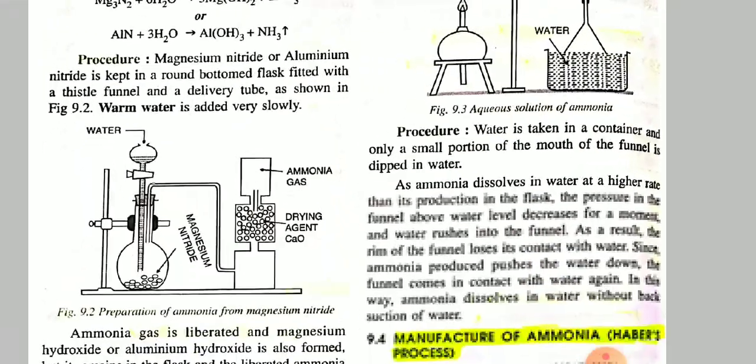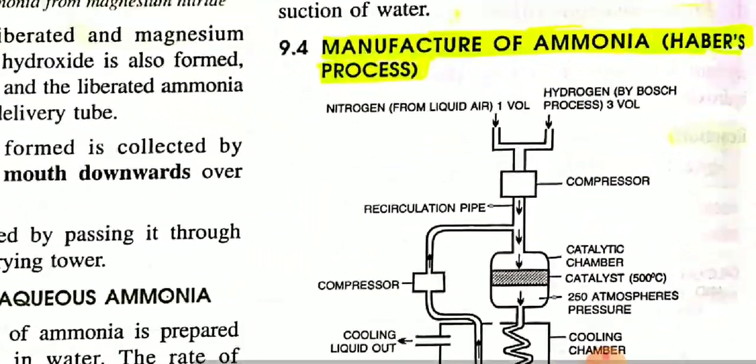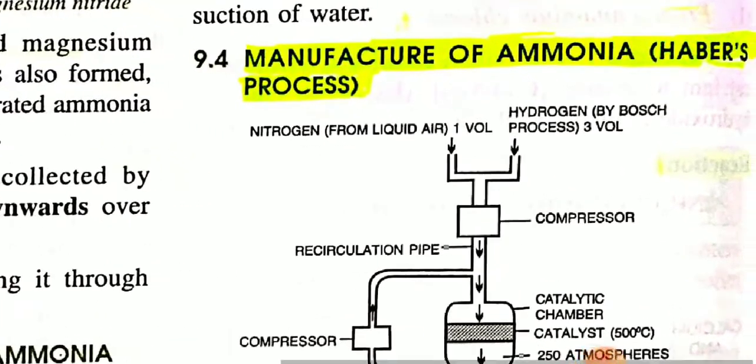Next, see the industrial preparation of ammonia gas, a process known as Haber's process.